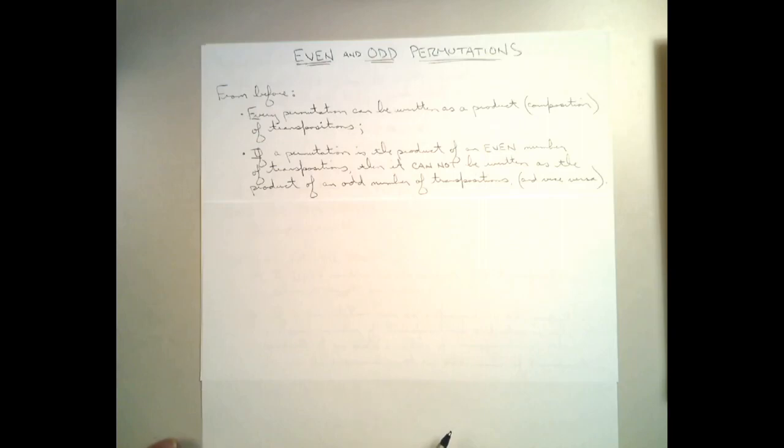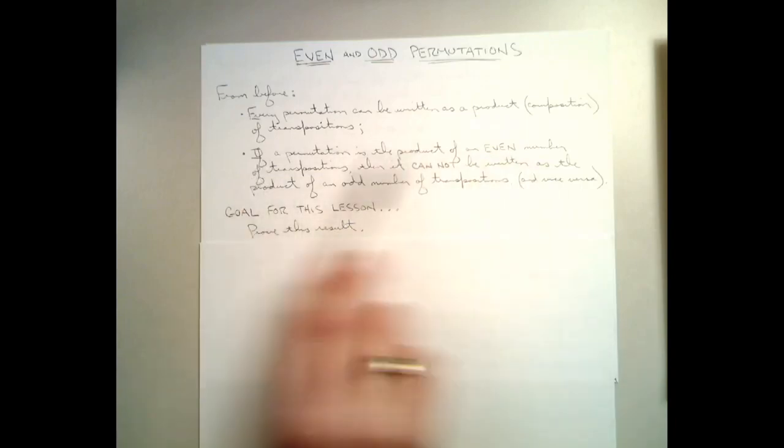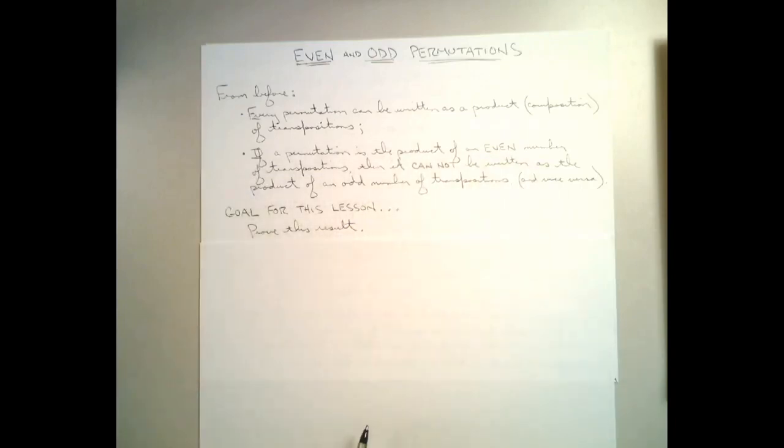So the goal of today's video, the goal for this lesson, is to prove this result. This result is not at all obvious. No reason on the surface to see that we couldn't write a permutation with perhaps 5 transpositions, and then again as the product of, I don't know, 12 transpositions. But it is the fact that we can only write it with an even number or as an odd number, and we want to prove that today.